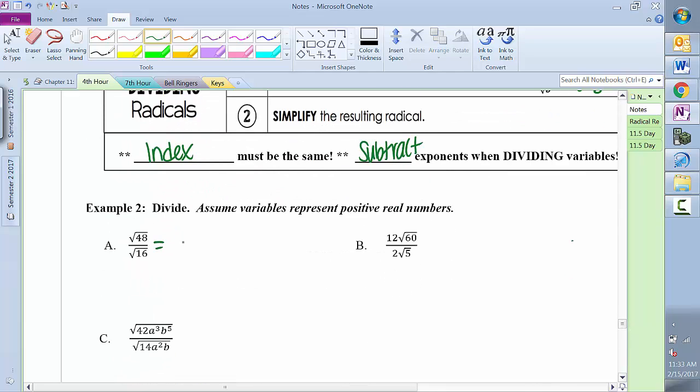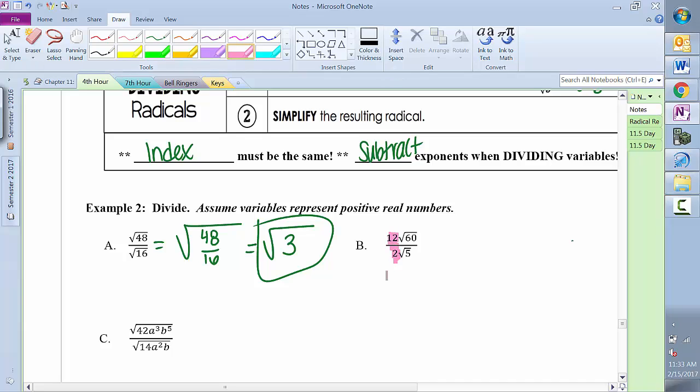Like I said, put it all under one big radical. Can someone tell me what 48 divided by 16 is? It is 3. That's it. We're done. You're just putting it under one big radical. You got to flip to the page, please. Okay. Now all the way out in front.